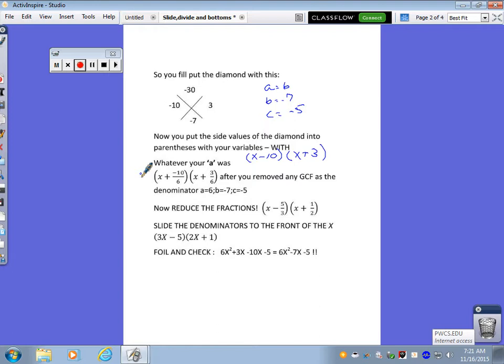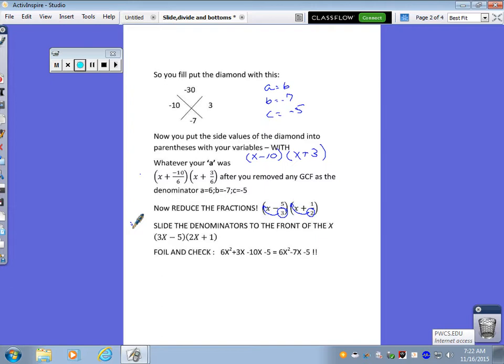Now we reduce the fractions. So 10 over 6, 2 divides into both of them and we get 5/3. 3 over 6, 3 divides into both of them, we get 1/2. So we've done the slide, which was the a times c. We use the b. And now we do the bottoms up. Whatever is in the denominator here after we have reduced, we slide it in front of the x in that parenthesis. So we end up with 3x minus 5 times 2x plus 1.